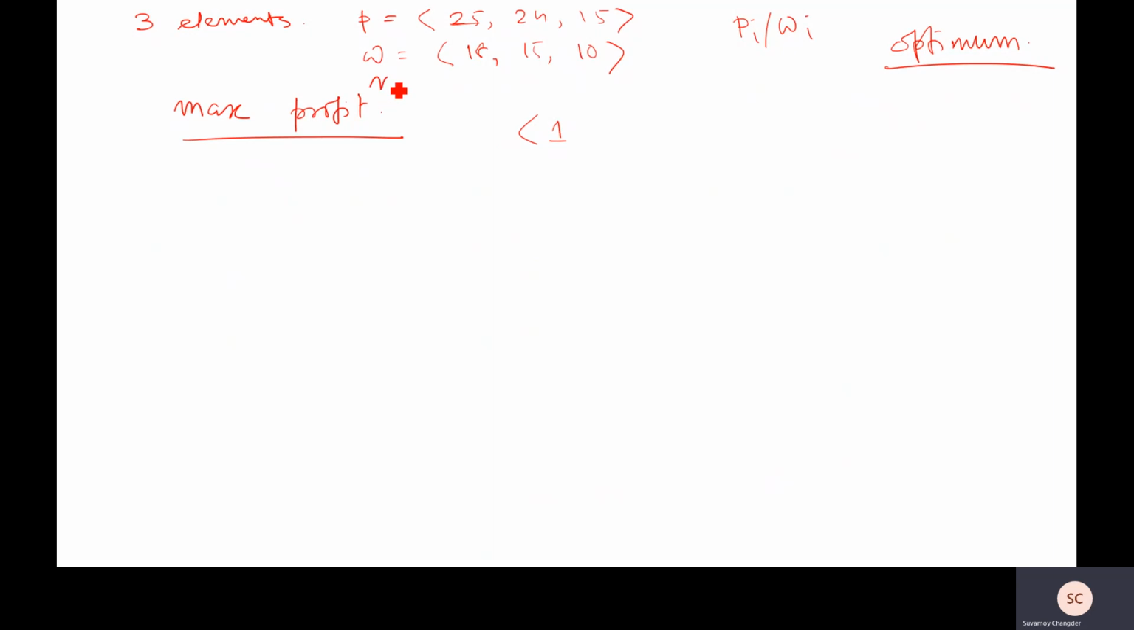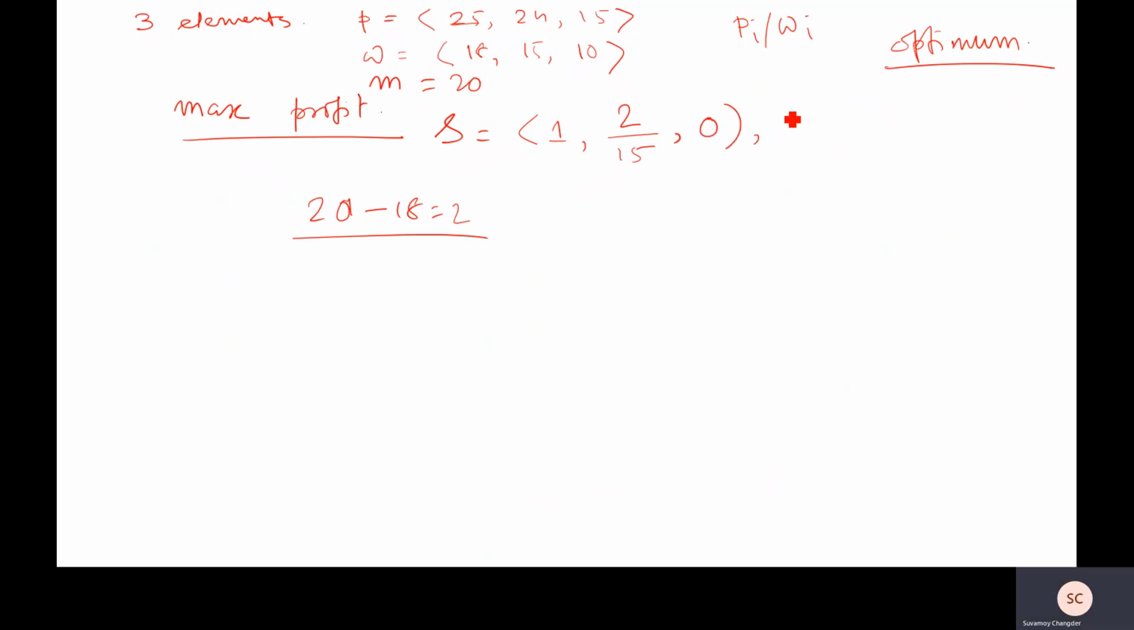Now, the capacity of the knapsack is, let's say, 20. So what is our remaining capacity of the knapsack? The remaining capacity of the knapsack is 20 minus 18, that is 2. So we can select the second element at most 2 by 15, because 15 is the total weight of the second element and the maximum remaining capacity of the knapsack is 2. And the third element is 0.